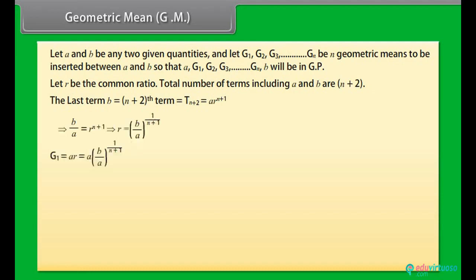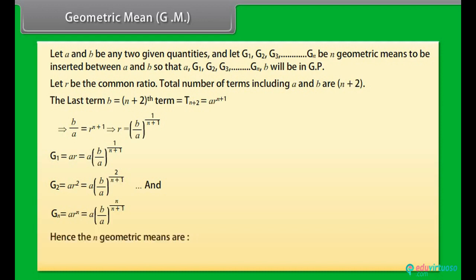G1 = a·r = a(b/a)^(1/(n+1)). G2 = a·r² = a(b/a)^(2/(n+1)). And so on. And Gn = a·r^n = a(b/a)^(n/(n+1)). Hence, the n geometric means are these, and they can be inserted between a and b.